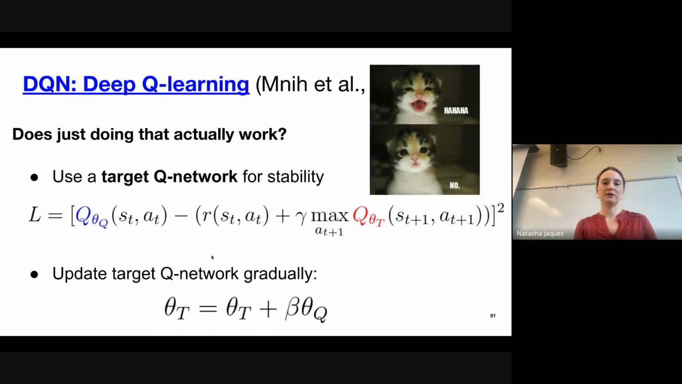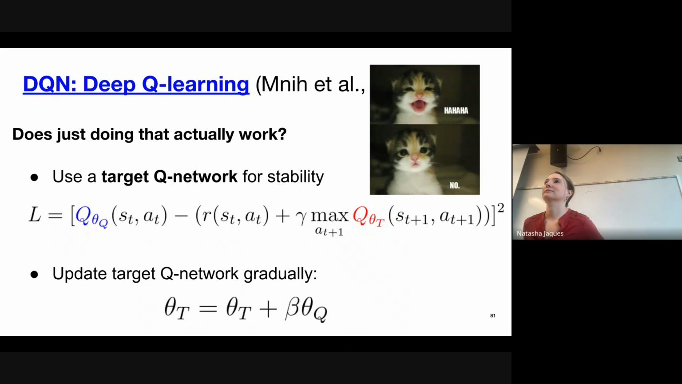So there's that. You update this target Q network gradually. It is interpolating between its own weights in the past and some parameter that nudges it towards the current Q network's weights.